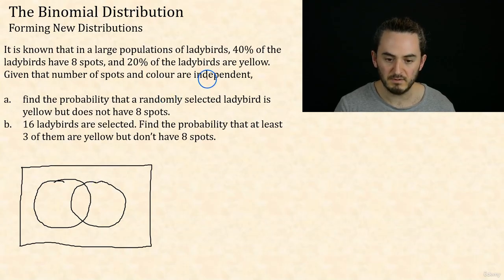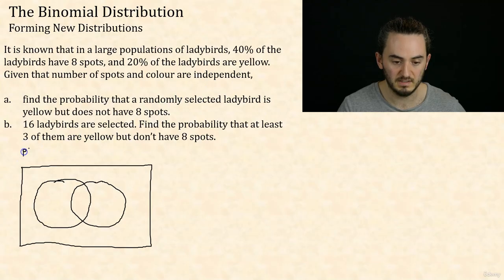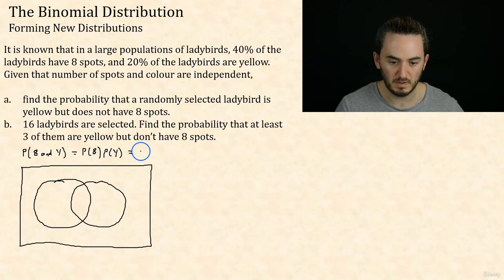And it does say that they're independent, and since they're independent, we can multiply probabilities. So the probability that a ladybird has 8 spots and is yellow is the probability that it has 8 spots multiplied by the probability that it's yellow. That's because it's independent. So we need to multiply 0.4 as the probability it has 8 spots, and 0.2 as the probability that it's yellow, and that's 0.08. So that goes in the center here, 0.08.